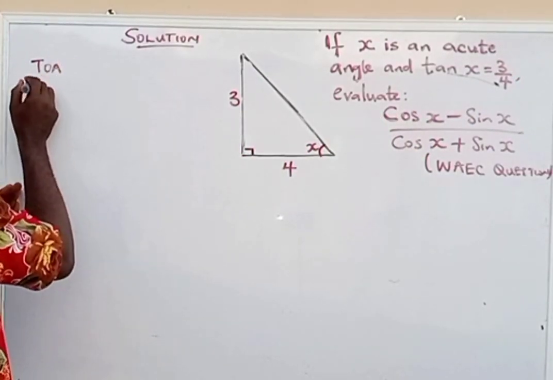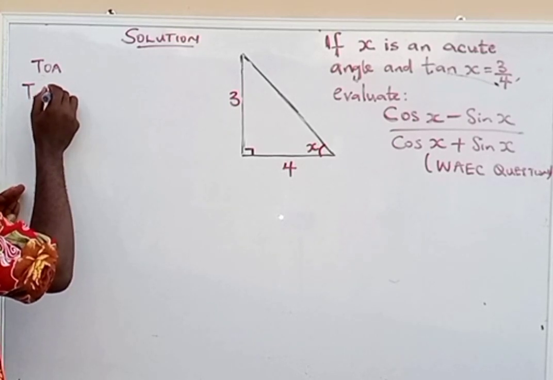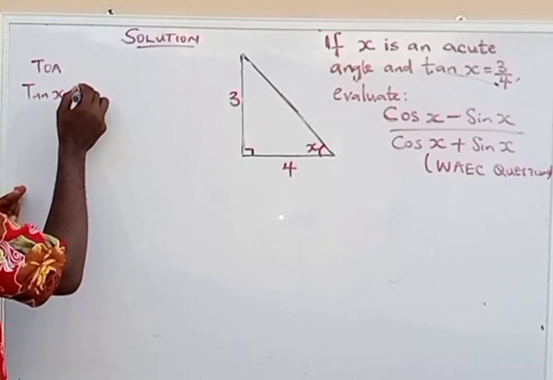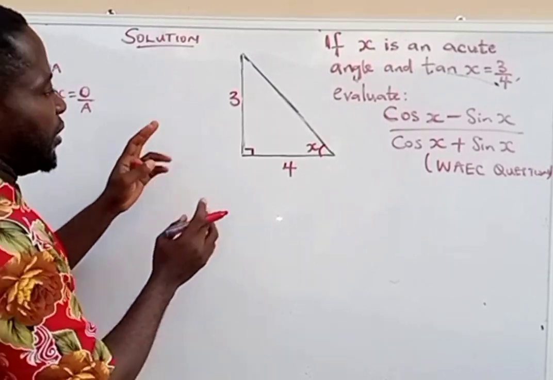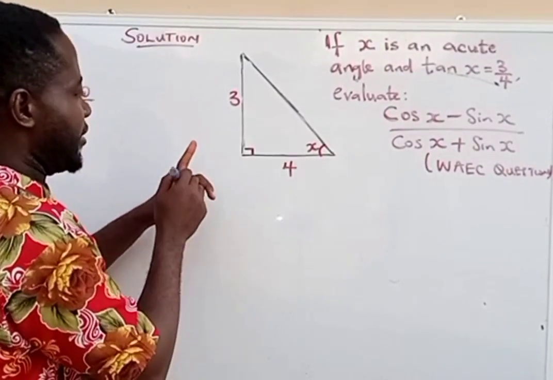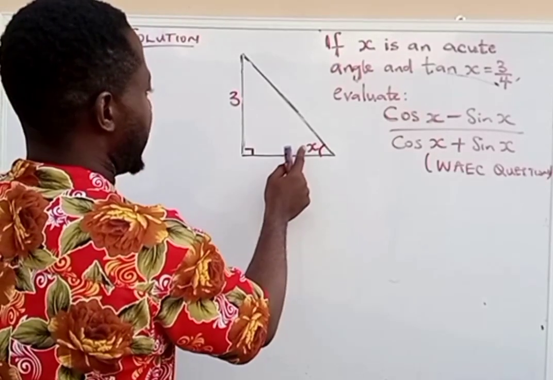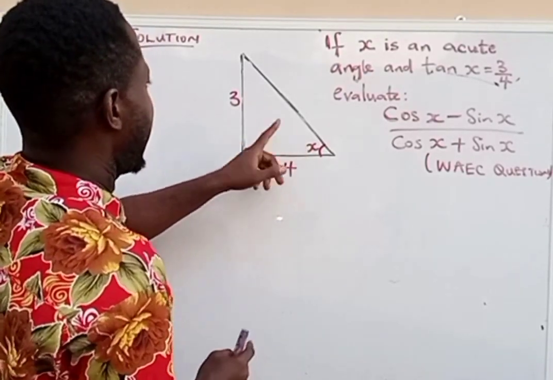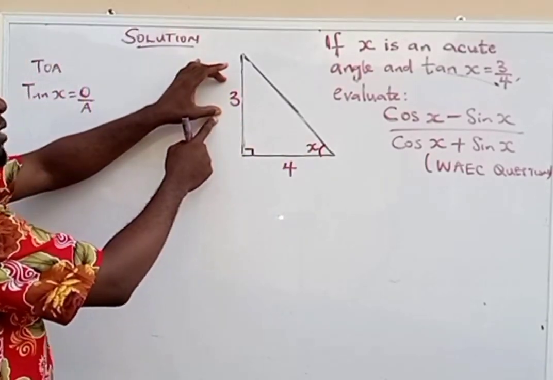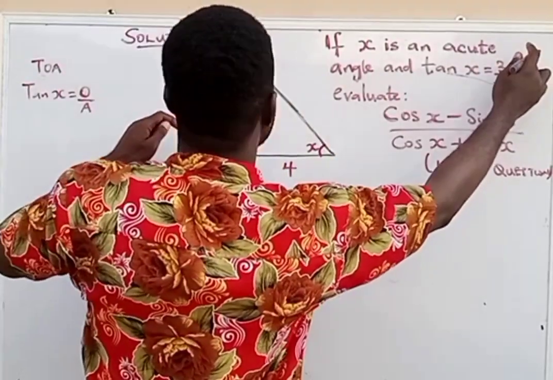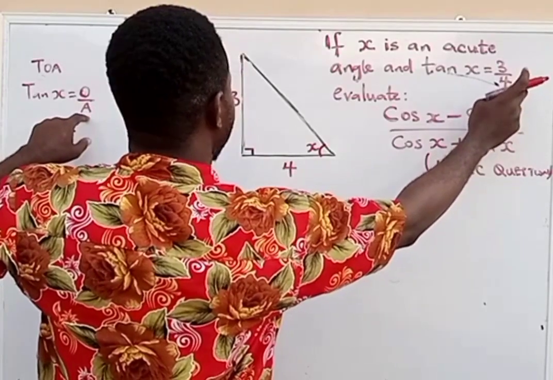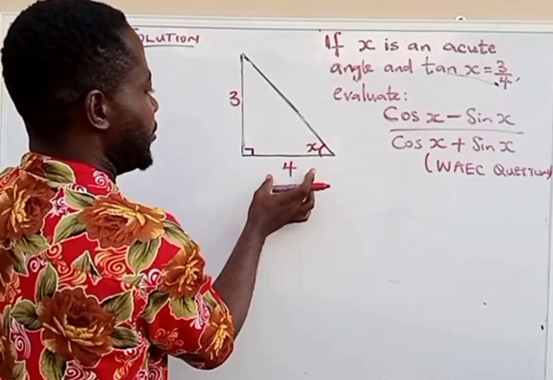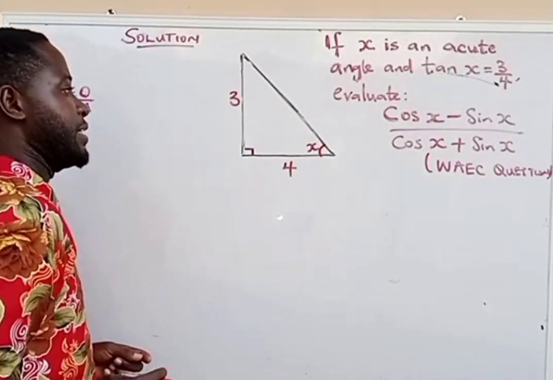So that simply means tan x is equal to opposite over adjacent. So we have represented it on our diagram now. This is angle x, so this is tan x. And we have opposite, so on the opposite side, we have 3, and on the adjacent side, we have 4.